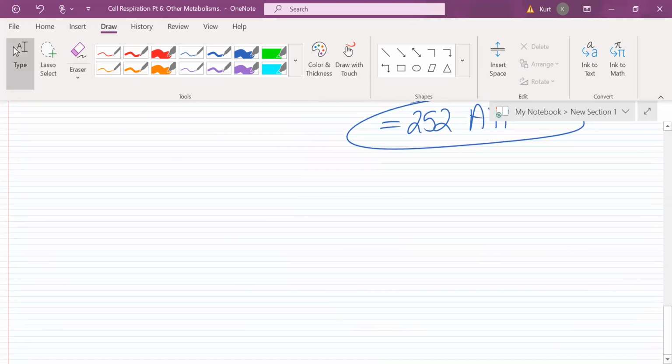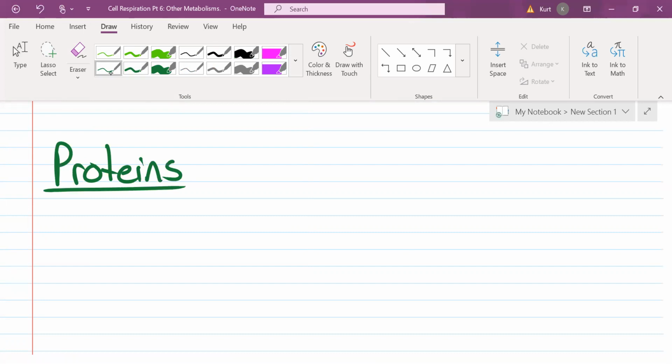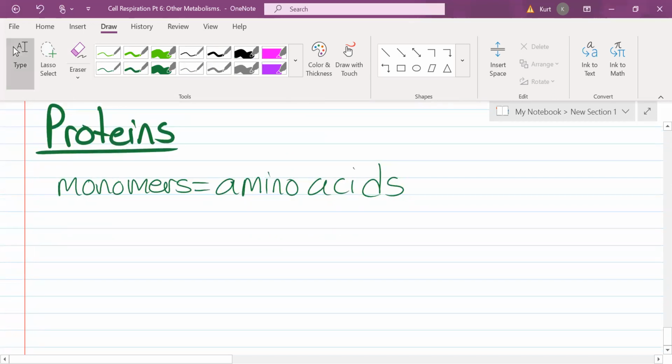Okay, let's do the last one for today. Proteins. What are the monomers of proteins? How many different amino acids are there in nature? There are 20. Some amino acids are big, some are small, some are moderate sized. Well, the first thing you have to do is proteins must be metabolized to their amino acids.